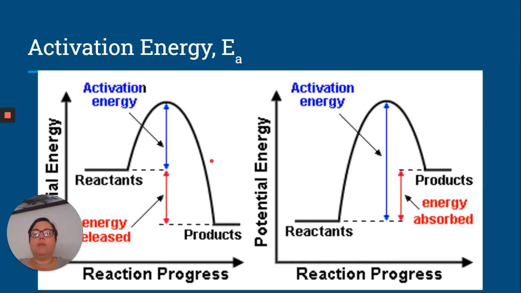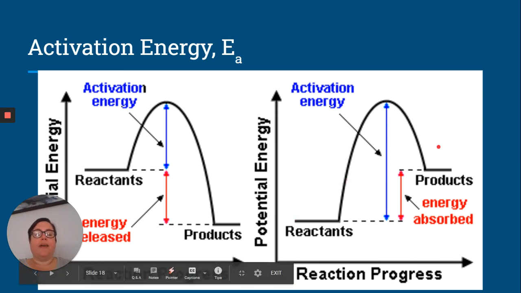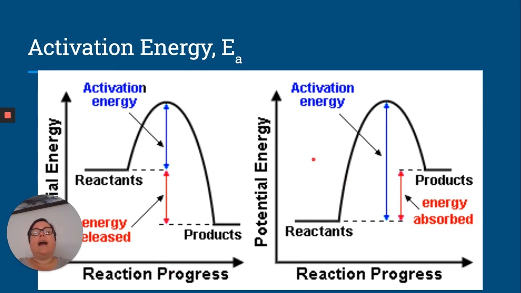So with these graphs, you should already know that this one would be exothermic because we're decreasing in energy, and this one represents endothermic because you're absorbing energy. We talked about that in Unit 5. What we're adding to this is the activation energy. So that's the amount of energy needed to go from the reactants up and over to the products.